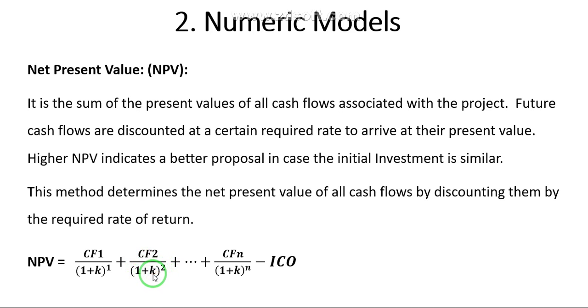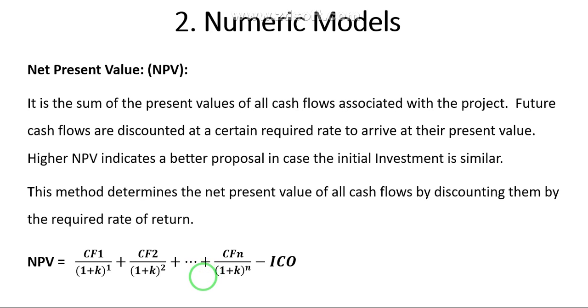K means here the discounted rate of return. If the project is for 5 years, you can add it out like this: CF3, net cash flow for the third year, divided by 1 plus k to the power of 3. Then again plus CF4, the net cash flow for year number 4, divided by 1 plus k to the power of 4, and respectively in such a way it can be continued, no problem.